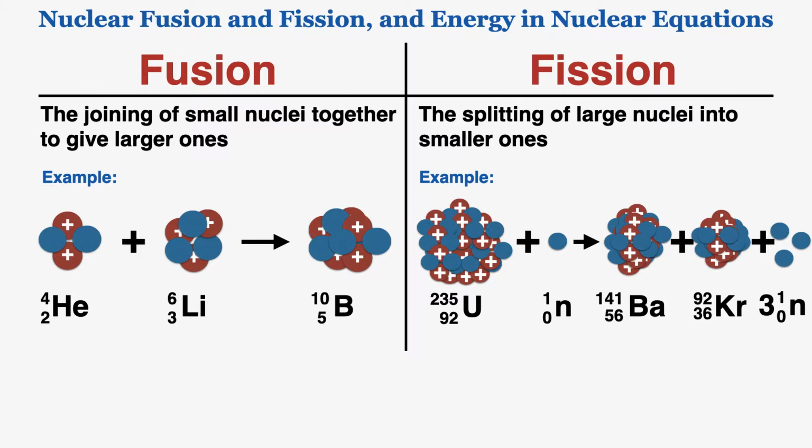You can see in the fusion example, two smaller nuclei are combining into a single larger one. And in the fission example, a single large nucleus is being hit with a single neutron, which causes it to split into two smaller nuclei plus a few extra neutrons. You'll notice that in both examples, the nucleon and proton numbers are conserved across the decay. At the beginning and end of both equations, there are the same number of nucleons and the same number of protons.